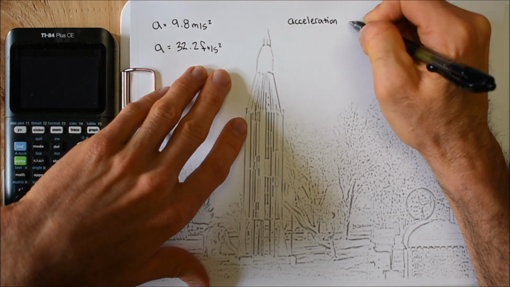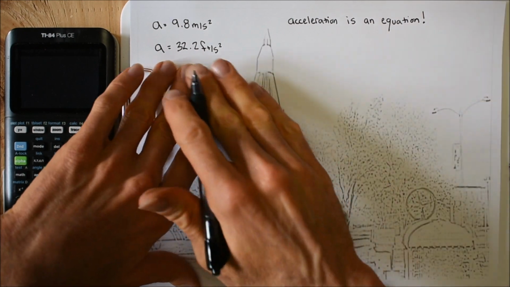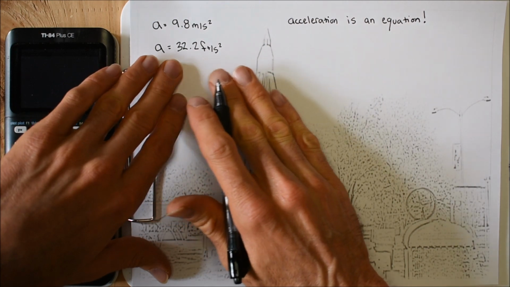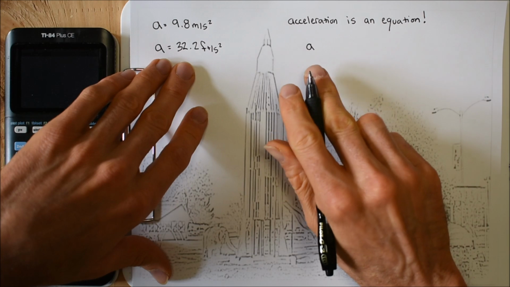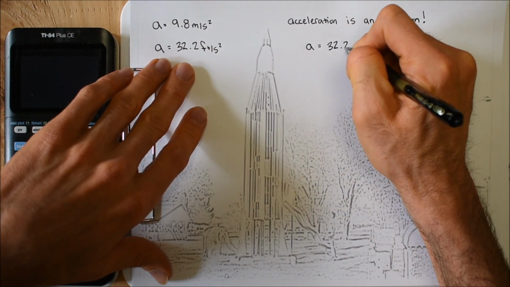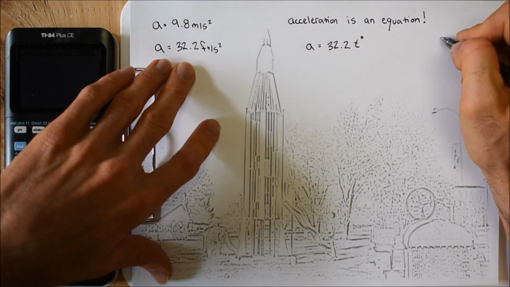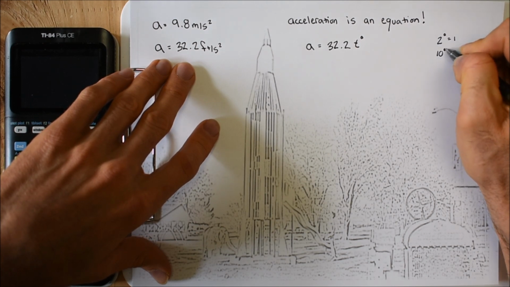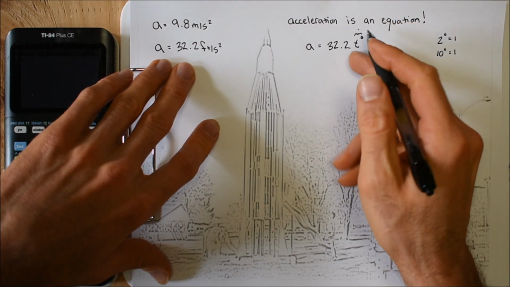Acceleration is an equation, and not what you think. Look at this. We're going to take this number, 32.2. For you, it's just a number. But check this out. We're going to put the A for acceleration, and we're going to do 32.2 times t to the 0. What's 2 to the 0? That's just 1. What's 10 to the 0? That's just 1, too. So right here, this is just 1. That's the same thing as 32.2.